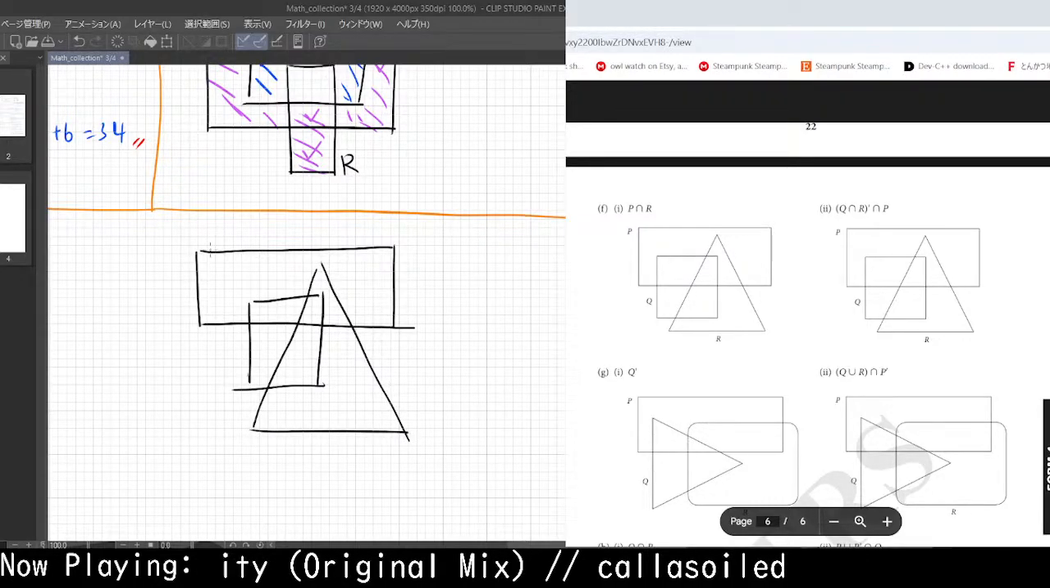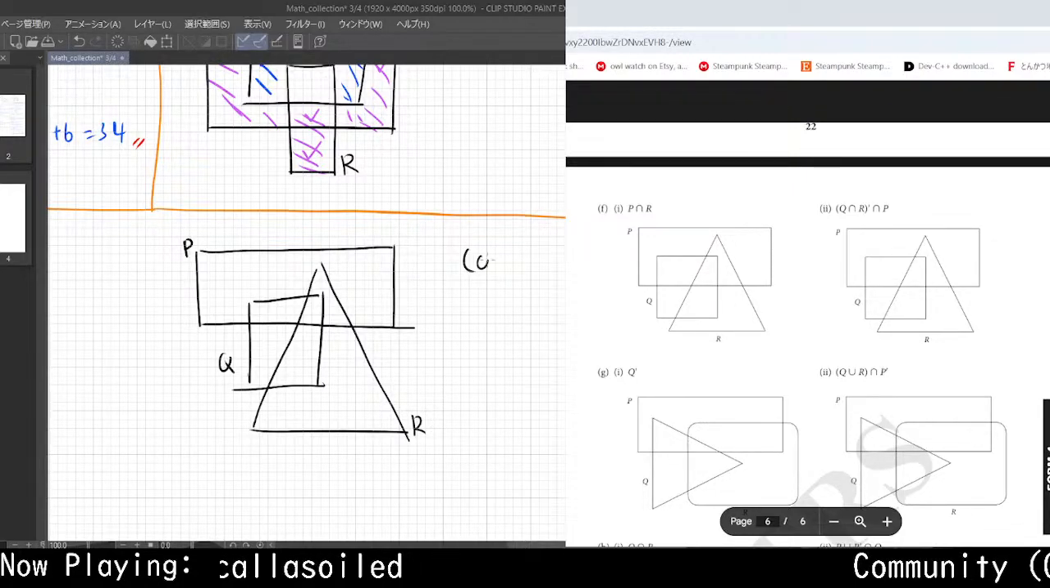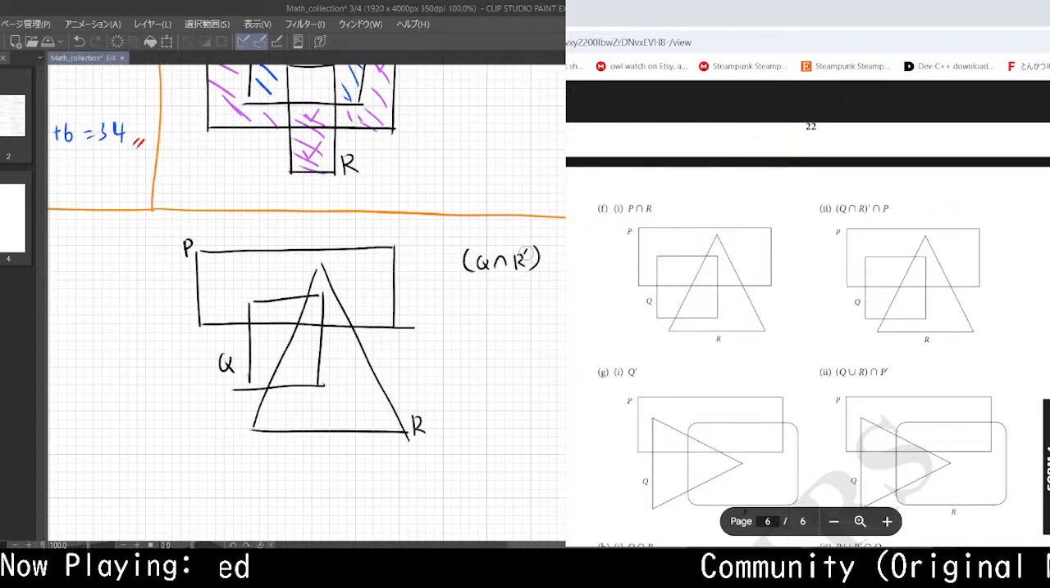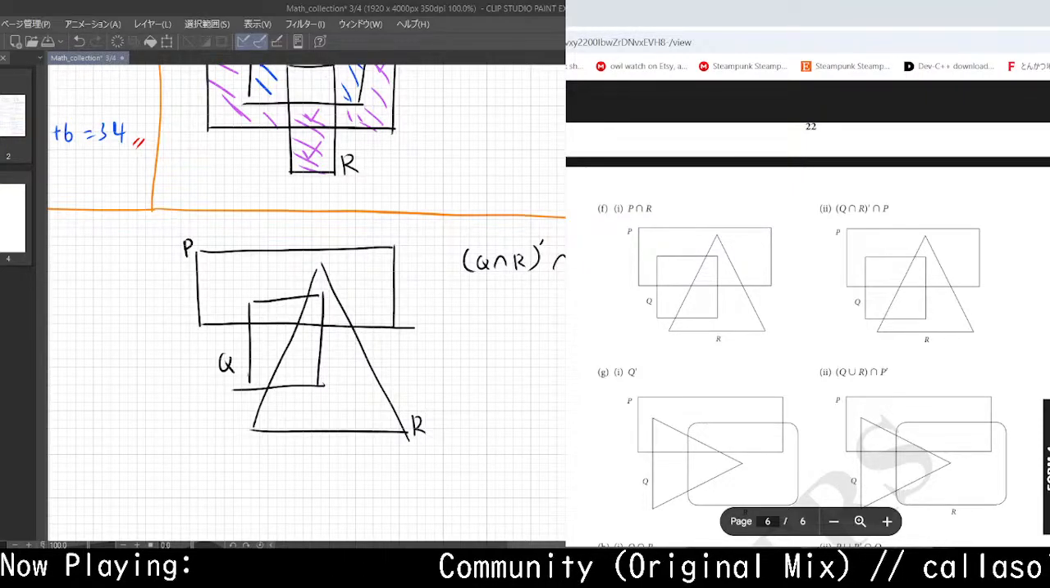Okay, so you have P, you have Q, you have R. In this case, now we have a triangle, and the set we want to represent is (Q ∩ R′)′ ∩ P. Okay, prime is outside. Q intersect R, entire thing prime, intersect with P.